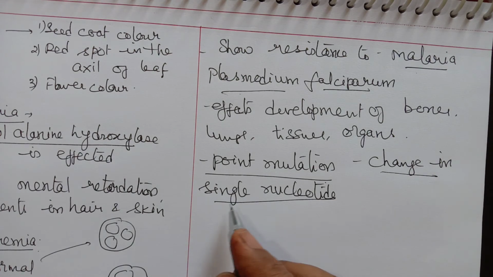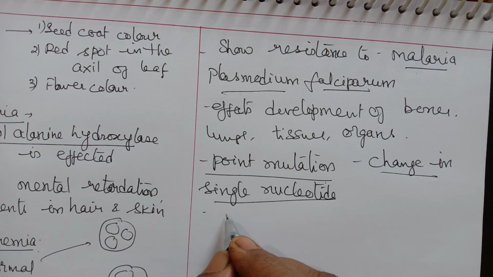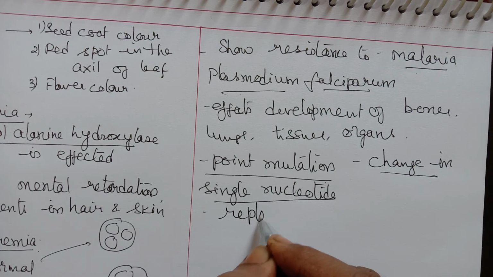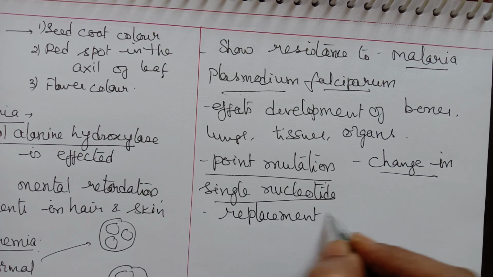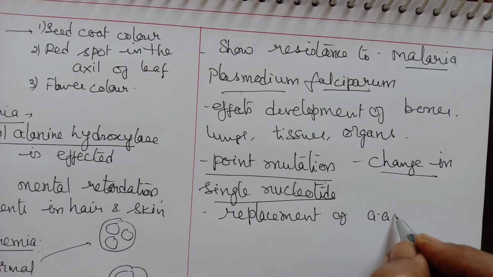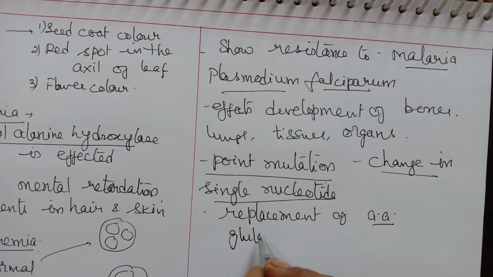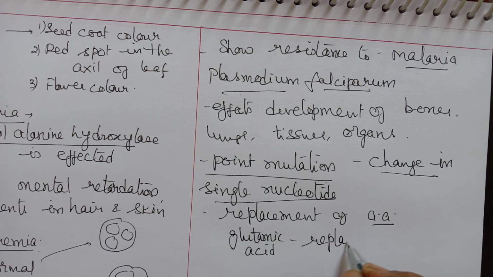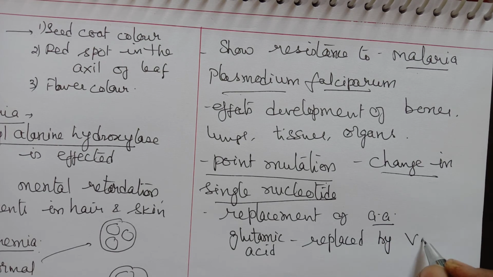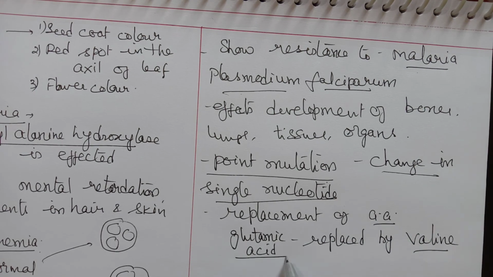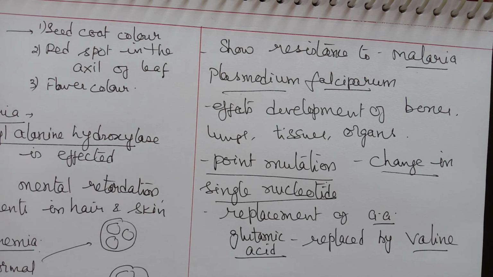So as a result, what happens? Due to the change in the single nucleotide, there is a replacement of the amino acid. The amino acid glutamic acid is replaced by another amino acid called valine.